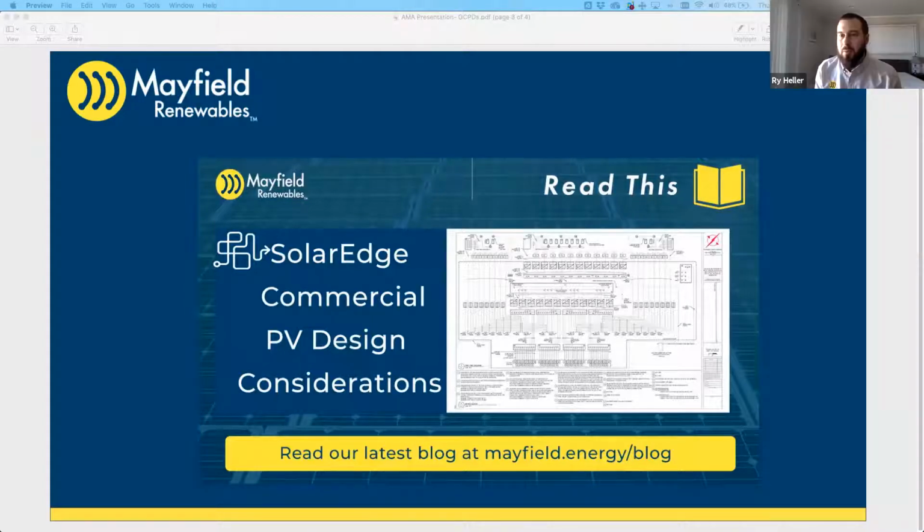Yeah, so 690.45 goes over this. Basically, if you don't need fusing, you still have to do the calculation and come up with a theoretical overcurrent protection size and base it off of that.